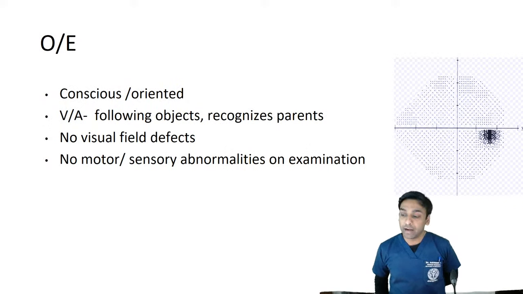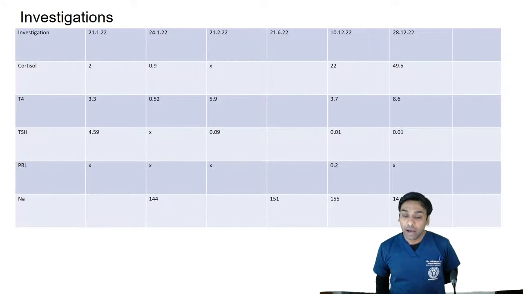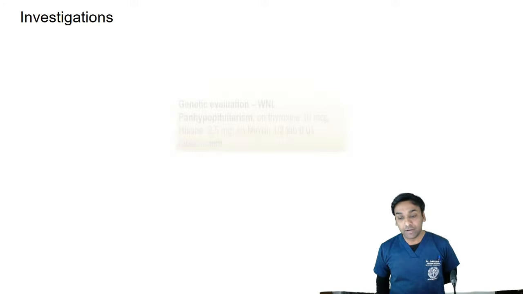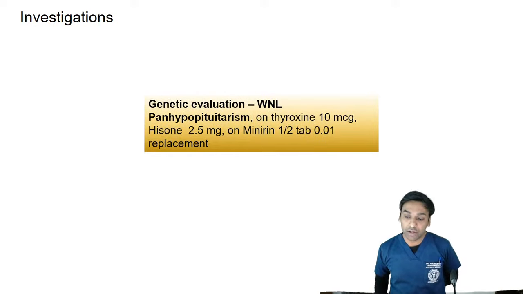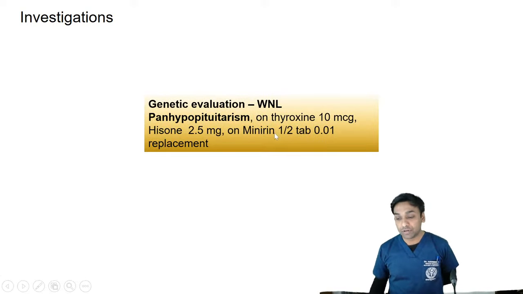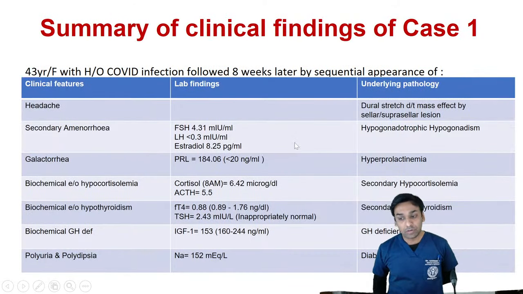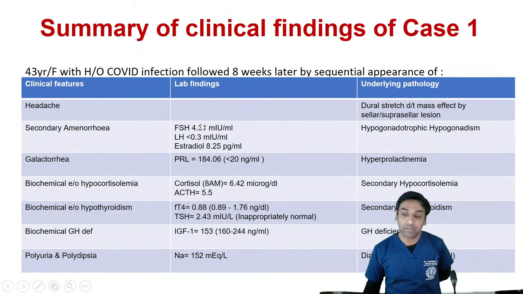The child also had no significant examination abnormalities, and the investigations also revealed panhypopituitarism. He was also on replacement doses of thyroxine, prednisolone, and Minirin. So with this presentation, I would like to call upon Dr. Prasid to describe how he evaluated the first case. The second case was referred from pediatrics and did not undergo a substantial evaluation, so we'll go through the evaluation done by endocrine for the first case.